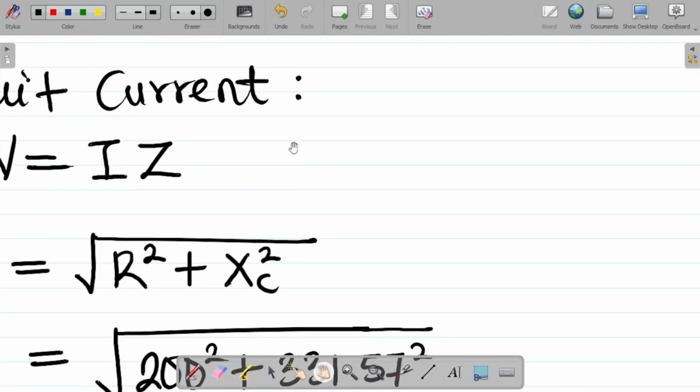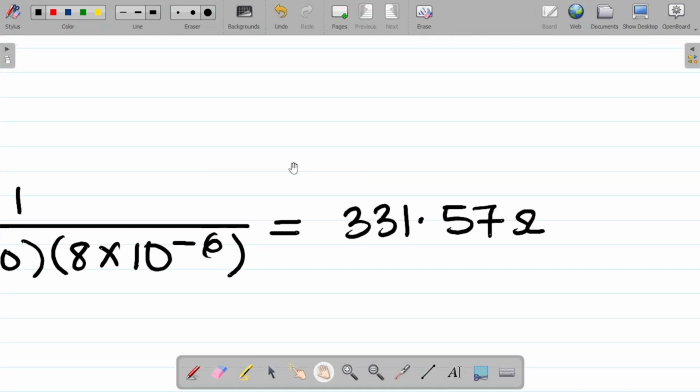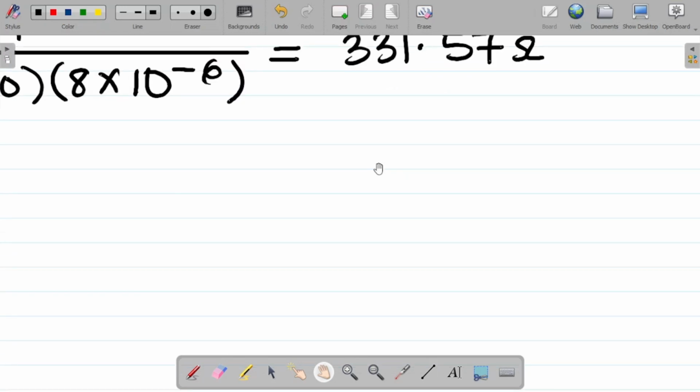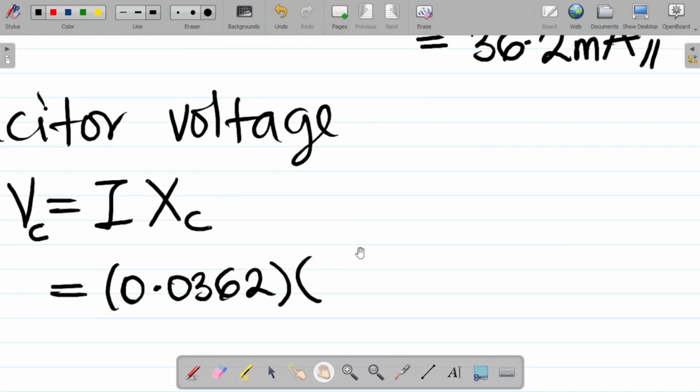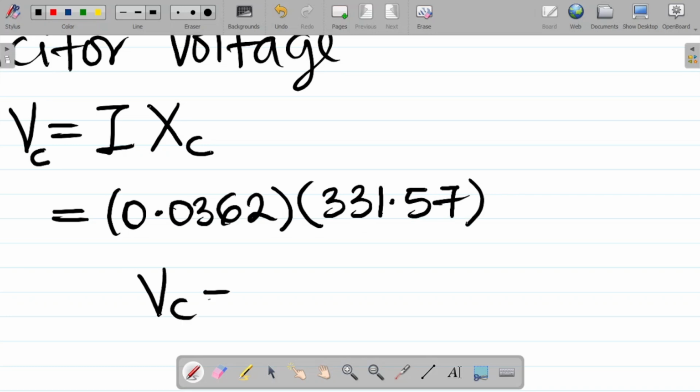Let's get XC, that's the reactance of the capacitor. XC is 331.57. So VC is equal to, let's punch this, 0.0362 multiplied by 331.57. This is about 12.00. So literally 12.0, that's 12.